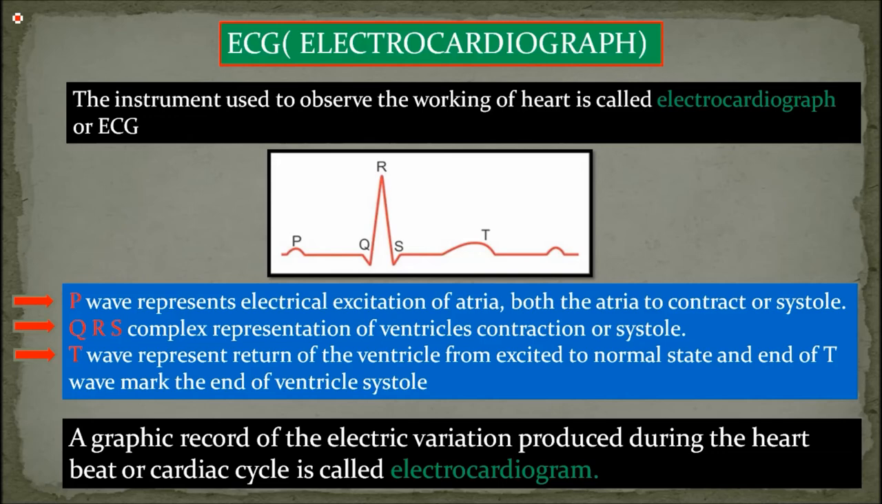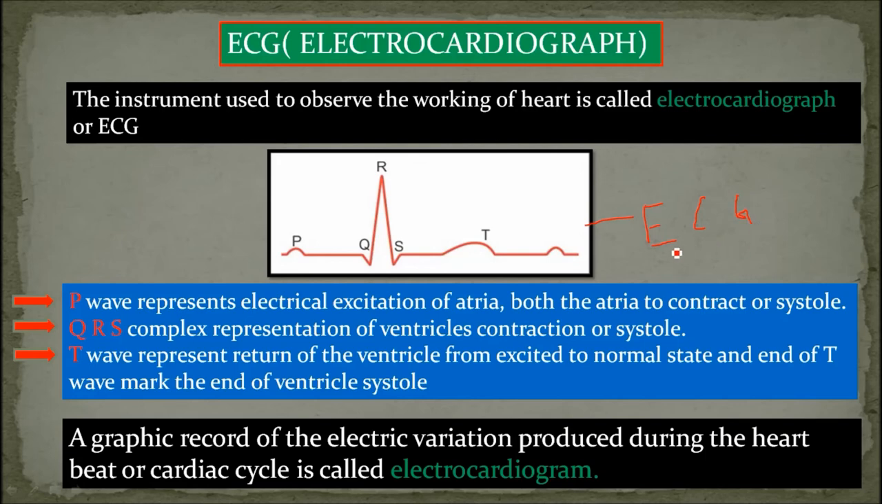So ECG, the electrocardiogram, is a graphic record of the electric variation produced during the heartbeat or the cardiac cycle. Okay, so that is known as the electrocardiogram. This is the graph you have been shown, this is the electrocardiogram. Clear? That is the electrocardiogram, ECG.